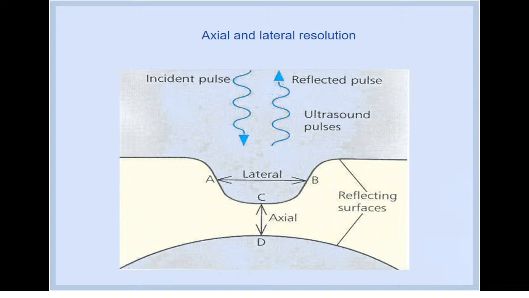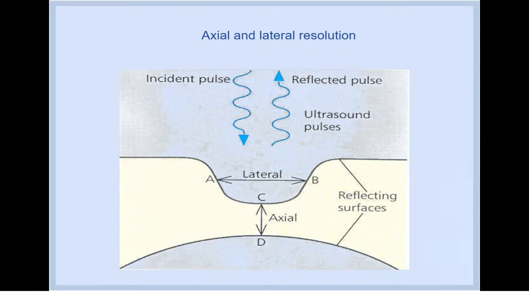Lateral resolution describes detail distinguishable at right angles to the beam. For example, will the lump AB in the top reflecting surface be detectable? Firstly, lateral resolution depends on beam width. Narrow beams give a good resolution. Secondly, high-frequency beams produce better lateral resolution due to a reduction in diffraction blur.